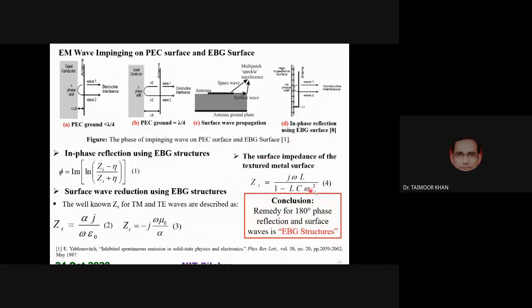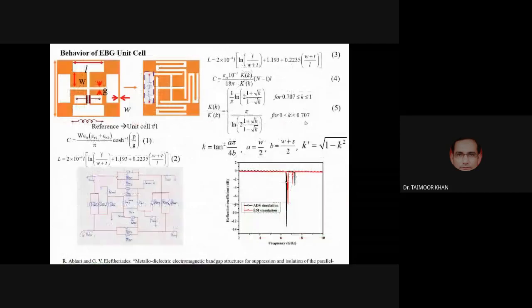Then the surface wave of the textured metal surface without any EBG is given here. If you solve these equations for a specific geometry of the antenna using an EBG structure, we will realize that we are getting in-phase reflection, and finally the performance of the antenna is enhanced. Now, let us see how the EBG structure behaves mathematically.